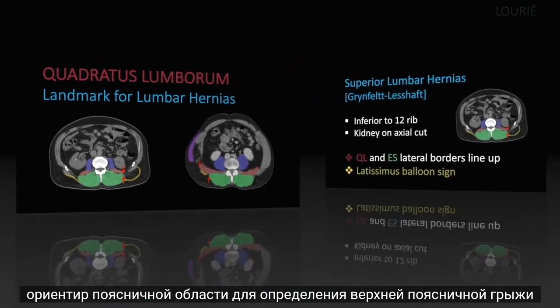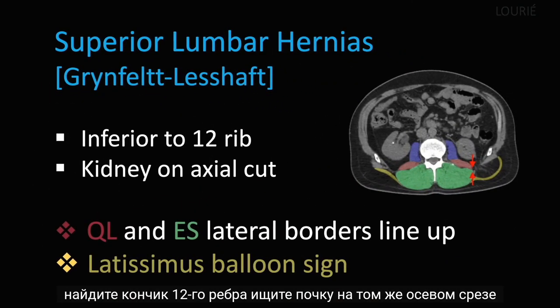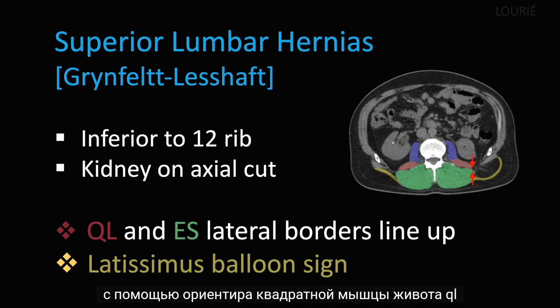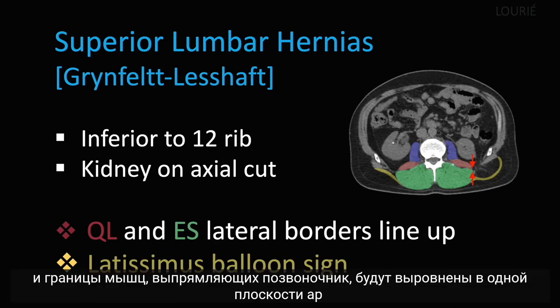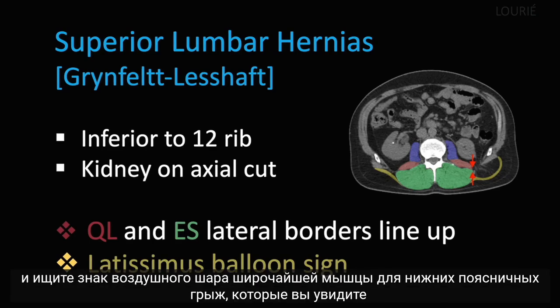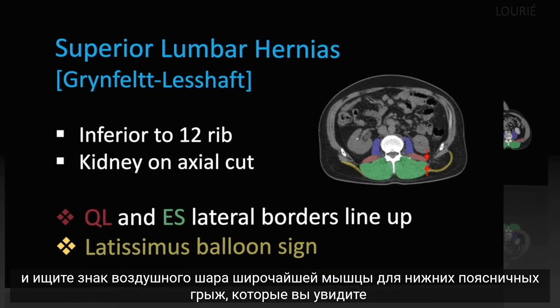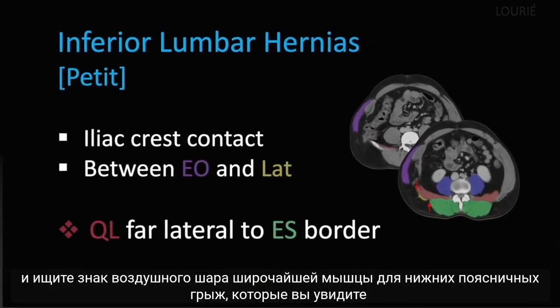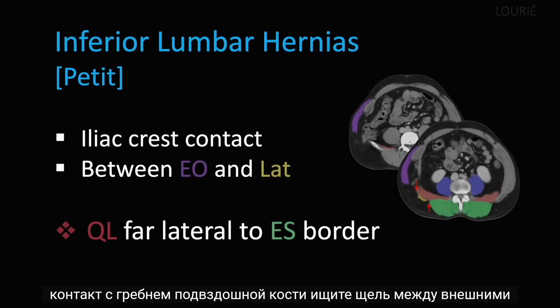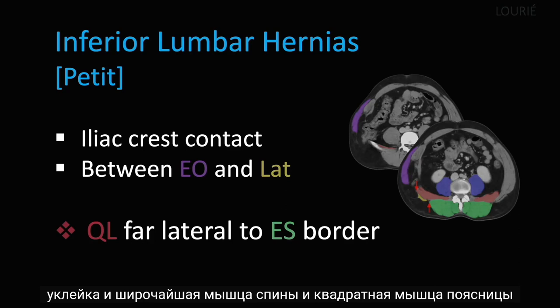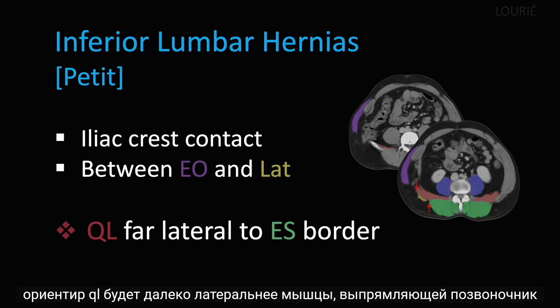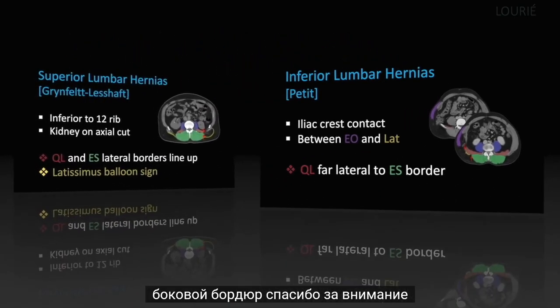To summarize, in a superior lumbar hernia, find the tip of the 12th rib, look for the kidney on the same axial cut. Using the quadratus lumborum landmark, the QL and erector spinae borders will line up in the same AP plane, and look for the latissimus balloon sign. For inferior lumbar hernias, you will see contact with the iliac crest. Look for the gap between the external oblique and latissimus dorsi. And for the quadratus lumborum landmark, the QL will be far lateral to the erector spinae lateral border.